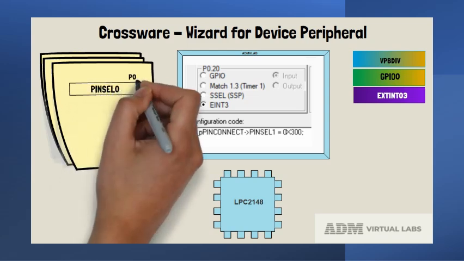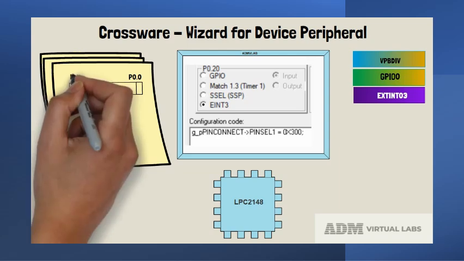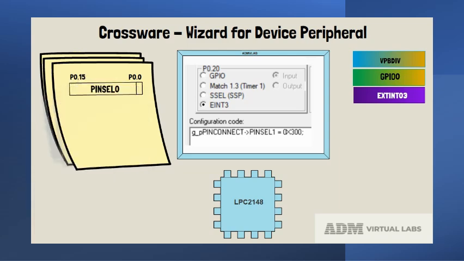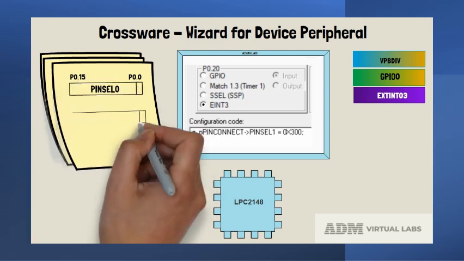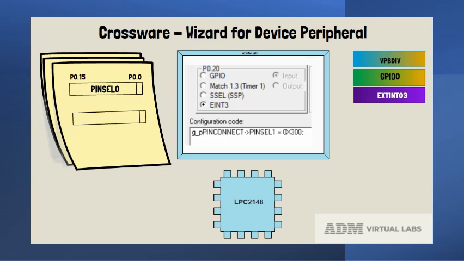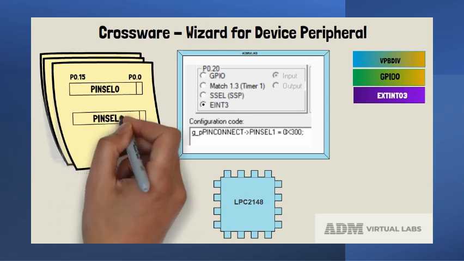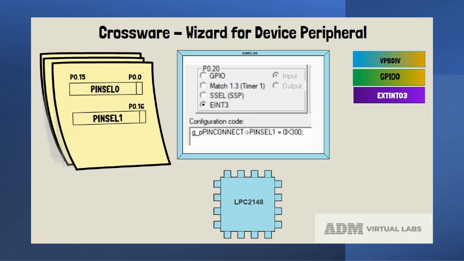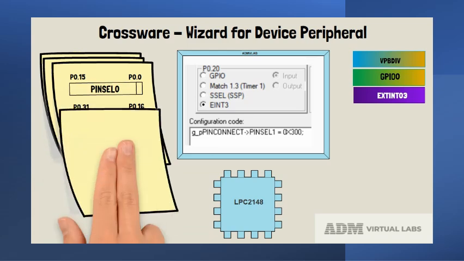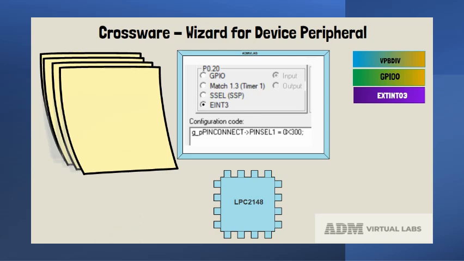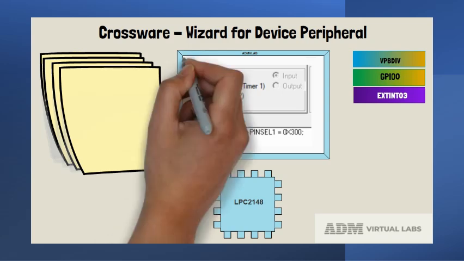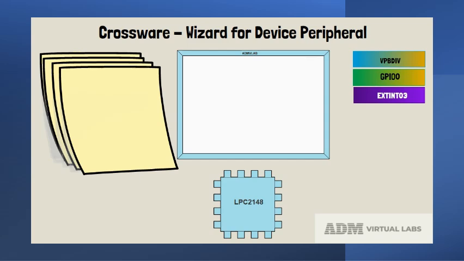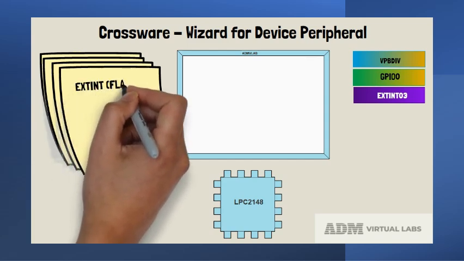Pin select 0 register is used to configure the first 16 I/O pins of port 0, while pin select 1 register is used to configure bits 16 to 31 of port 0. The external interrupt function has 4 registers associated with it. The external interrupt flag register has 1 bit specified for each interrupt input. These bits contain the interrupt flags and are set when an interrupt occurs.